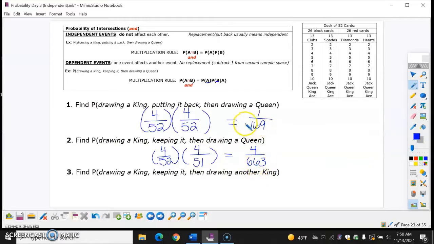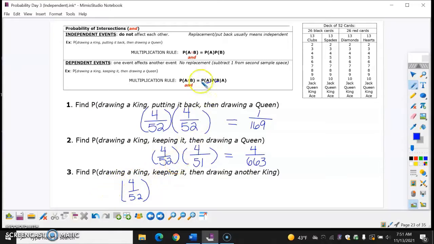So notice if you hold on to that king and you draw out of 51, that gives you a totally different answer. Now let's look at the probability of drawing a king. So that's still going to be the same. 4 out of 52 of the cards are kings. Let's look at keeping it and then drawing another king.